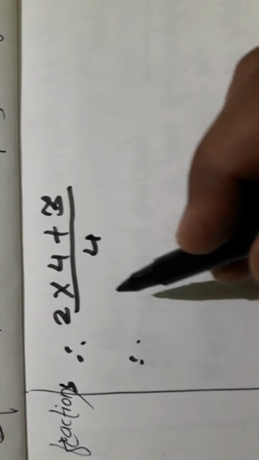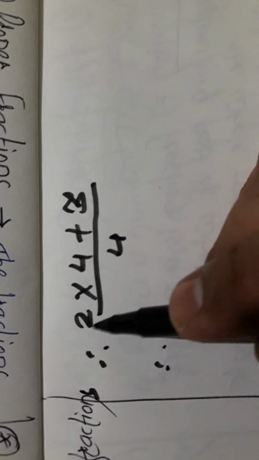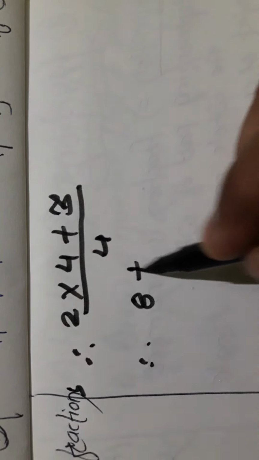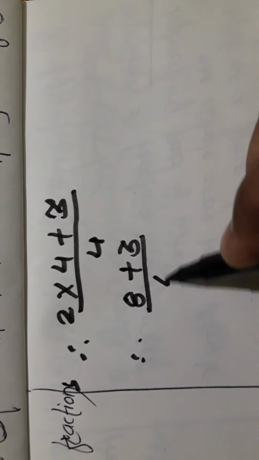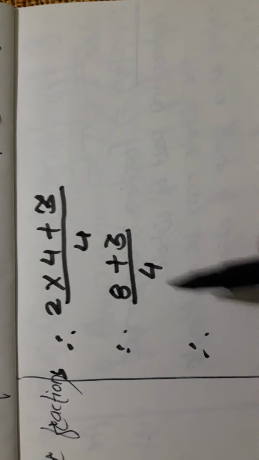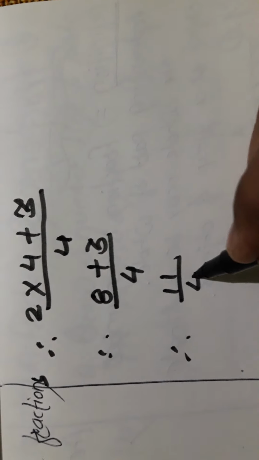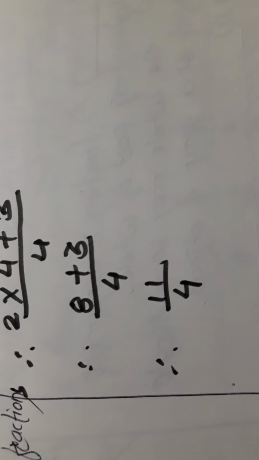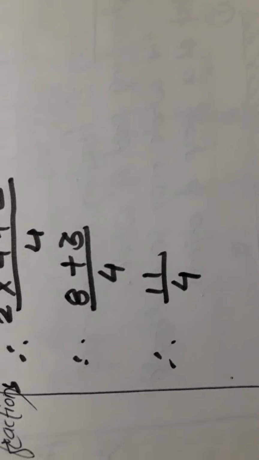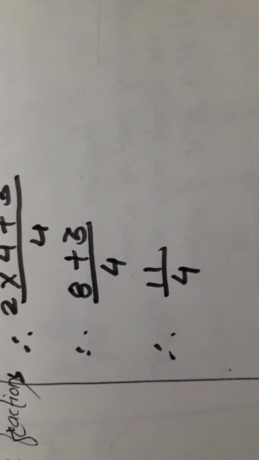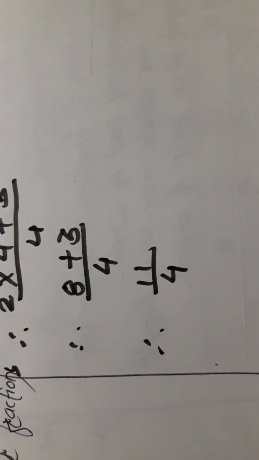Now you have to solve this. It's a very simple one. 2 into 4, 8, plus 3, divided by 4. Therefore, 8 plus 3 is 11 upon 4. This is the improper fraction. It means we have converted the given mixed fraction into the improper fraction. Are you getting this? Okay.